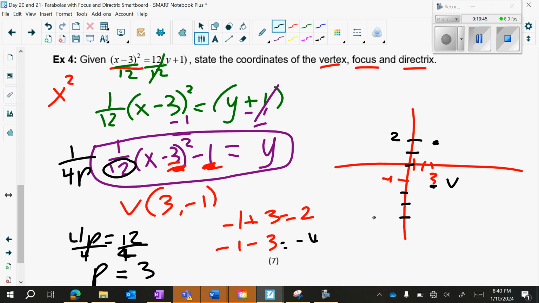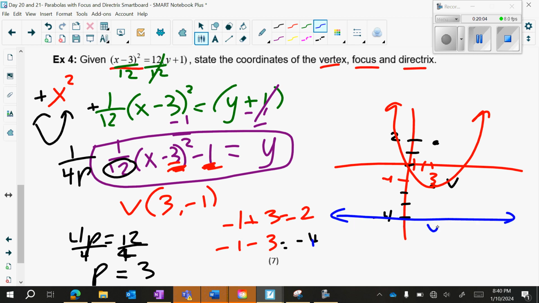1, 2, 3, -4. Because x is squared, and it's positive x squared, because there's a positive 1/12, it's going to open up. So I'm going to draw from the vertex going upward, and thus the directrix is going to be at -4. So the equation for the directrix is y equals -4. The focus is (3, 2). No, sorry, the focus is (3, 2), and the vertex, we already said, is (3, -1). So we have (3, -1) for the vertex.